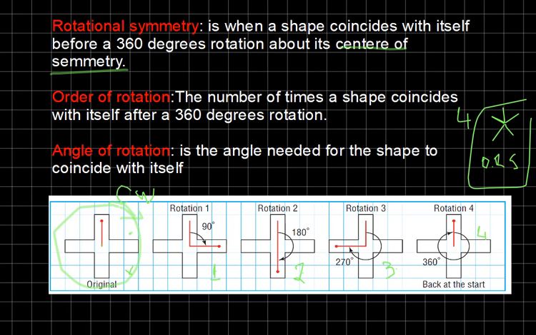The last thing we want to talk about is the angle of rotation. Angle of rotation really is the angle at which this rotates. So for example, for this one here, the angle of rotation is 90 degrees. The angle of rotation is also 180 degrees for the second shape, because we're always talking about from the original shape, not from where it was before. So 360 there as well.